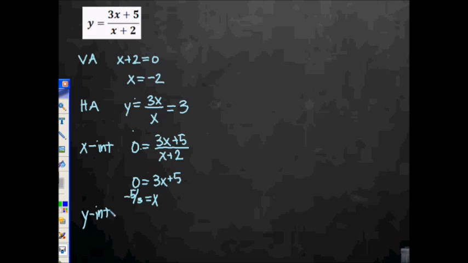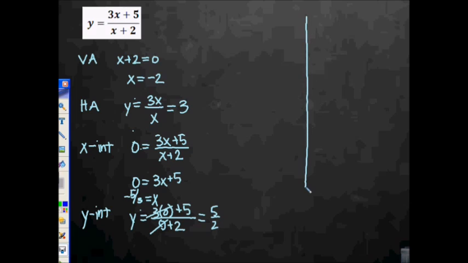And then my y-intercept is what I will get when I put 0 in for all of my x's. So I have y is equal to (3 times 0 plus 5) all over (0 plus 2). My 3 and 0 will cancel. My 0 here is gone. And so I have positive 5/2 as my y-intercept. So let's go to a graph now.